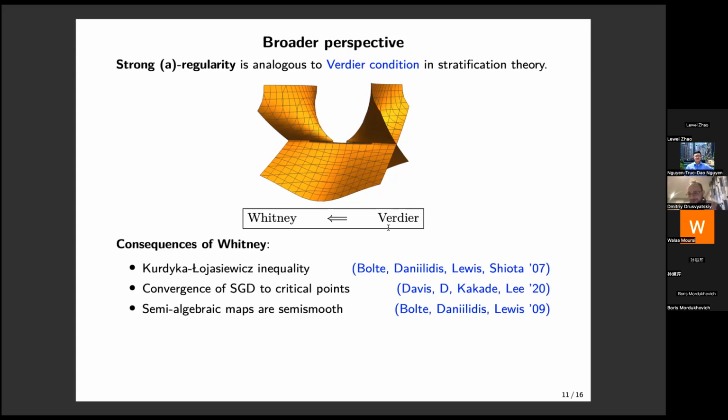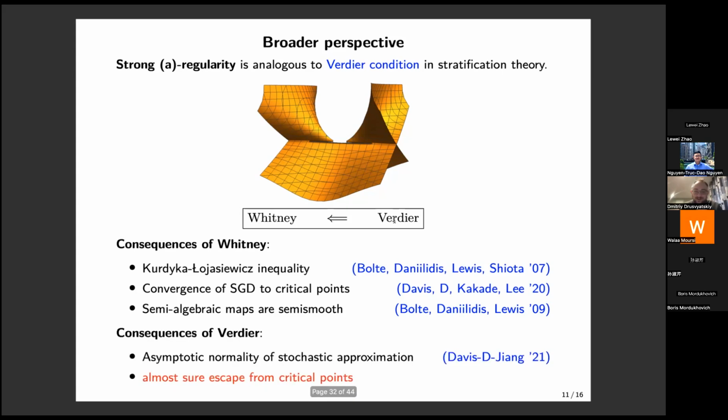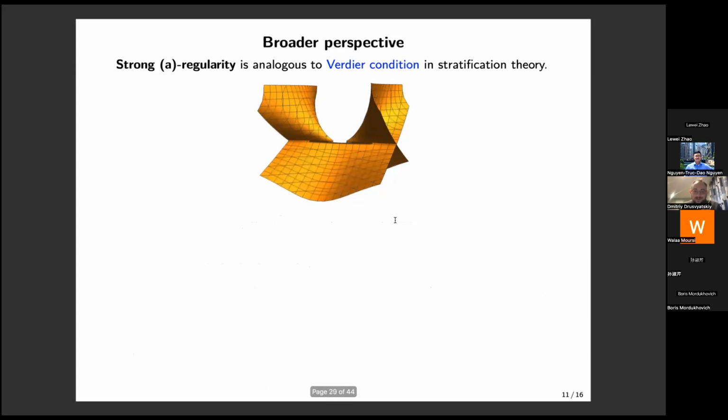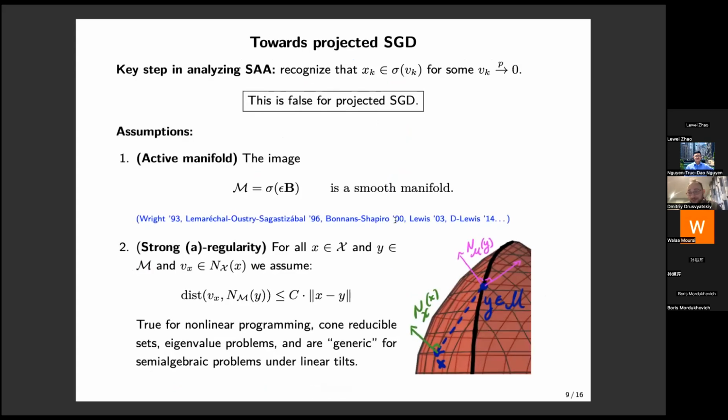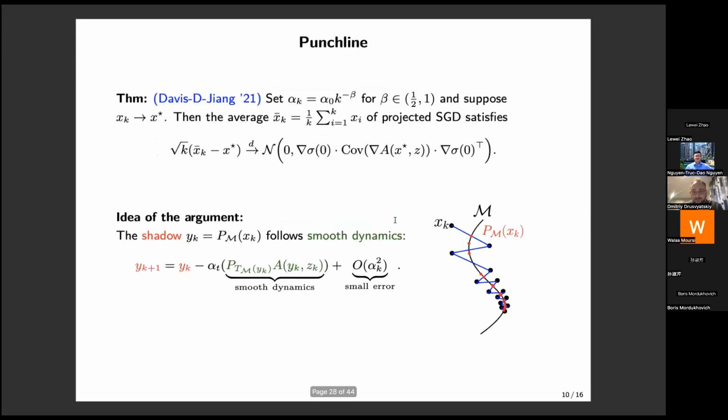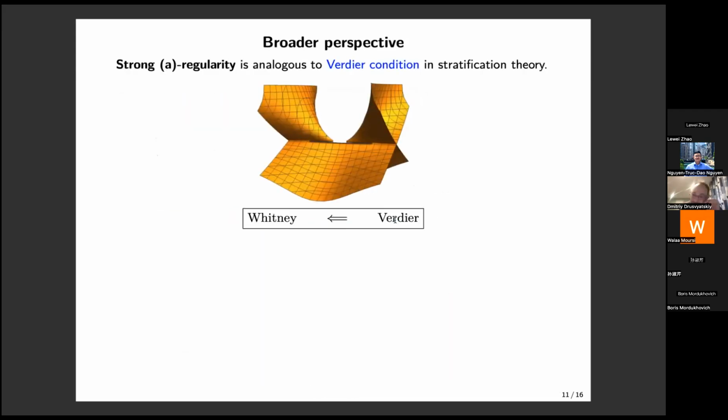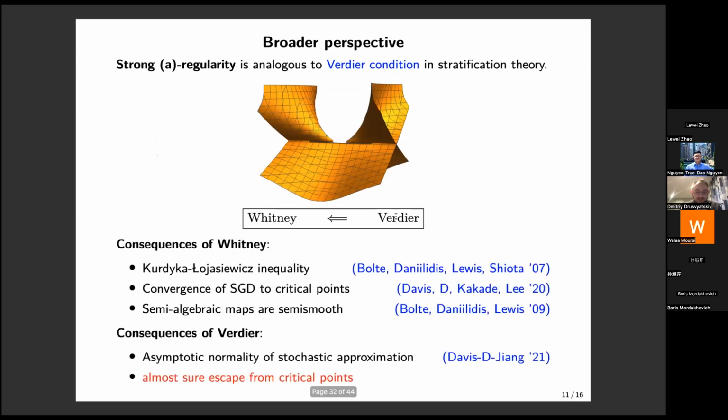But there is a stronger condition. There is a kind of quantitative condition that is stronger than Whitney, which ensures a stronger equisingularity. That's a condition due to Verdier. This condition due to Verdier is an analog of strong regularity. Strong regularity, in some sense, is a very close cousin of this condition of Verdier. In fact, one can think about the Whitney condition as being a cousin of semi-smoothness in optimization, and Verdier of strong regularity, the way I described it. What I've described is one consequence of this condition in non-smooth optimization, and that's for asymptotic normality of stochastic approximation.